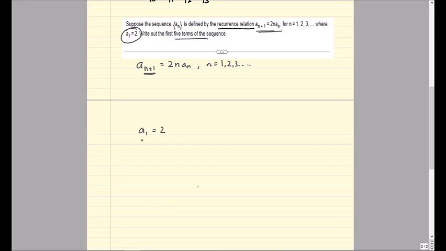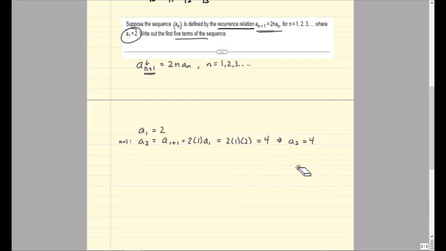So let's go ahead and look at a sub 2. Well, that's a sub 1 plus 1. So remember what we're looking at here, n would equal 1 to get started. Now what I can do here then is plug into my formula. So that would be 2 times 1 times a sub 1, and a sub 1 was given up above. That's the recurrence part, which is 2. 2 times 1 times 2 is 4. So a sub 2 equals 4.